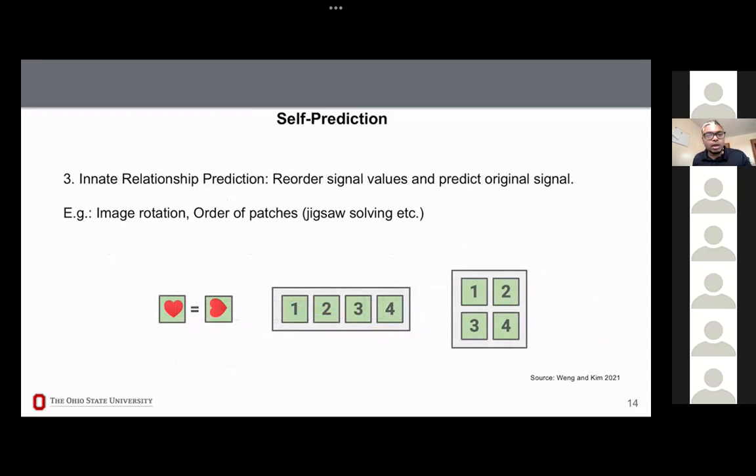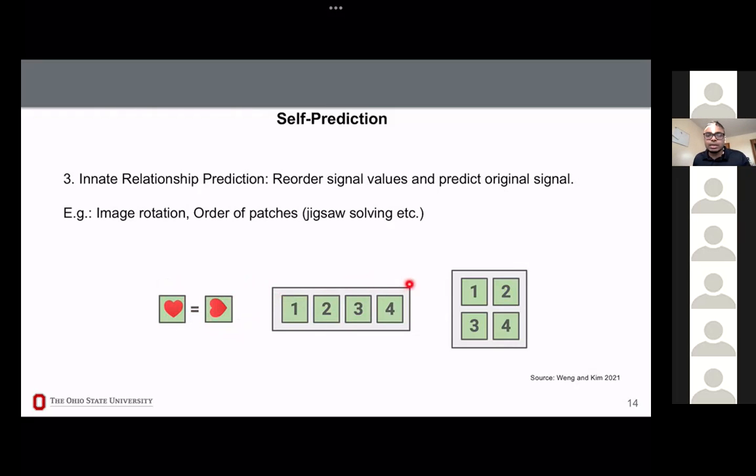The third category would be innate relationship prediction. This is not a very scientific name, but it's under development, so let me just say that. You can form these tasks from other sorts of innate relationships among the data samples. For example, the rotation task that we saw, predicting the rotation. We understand that when you rotate the image, every pixel has to correspond accordingly to still form a meaningful image, although it's rotated.